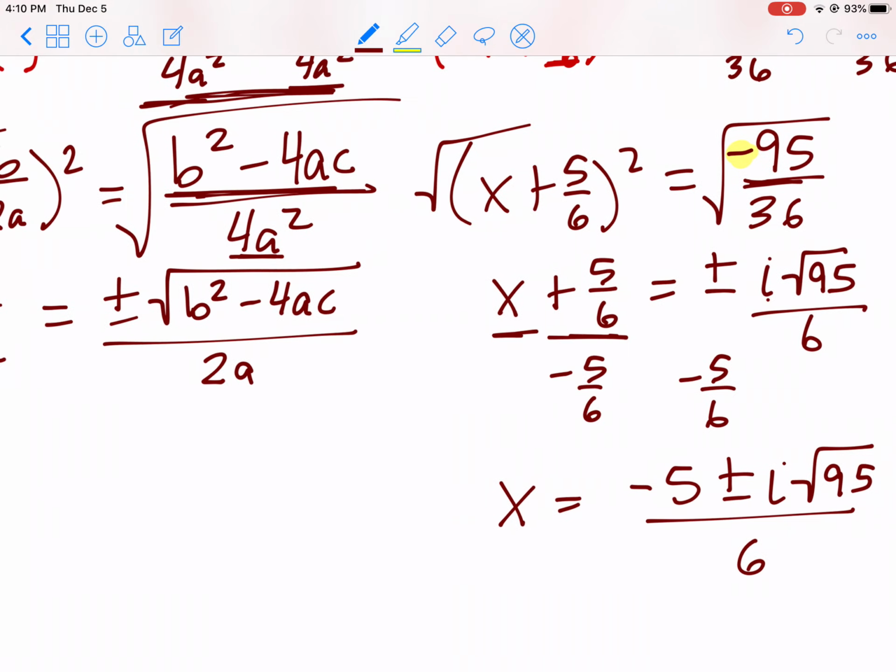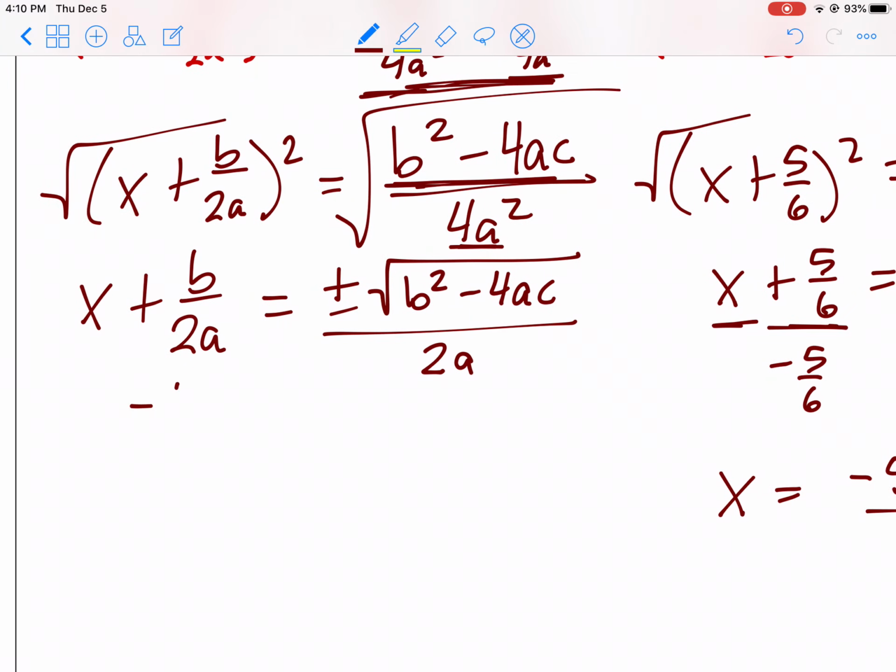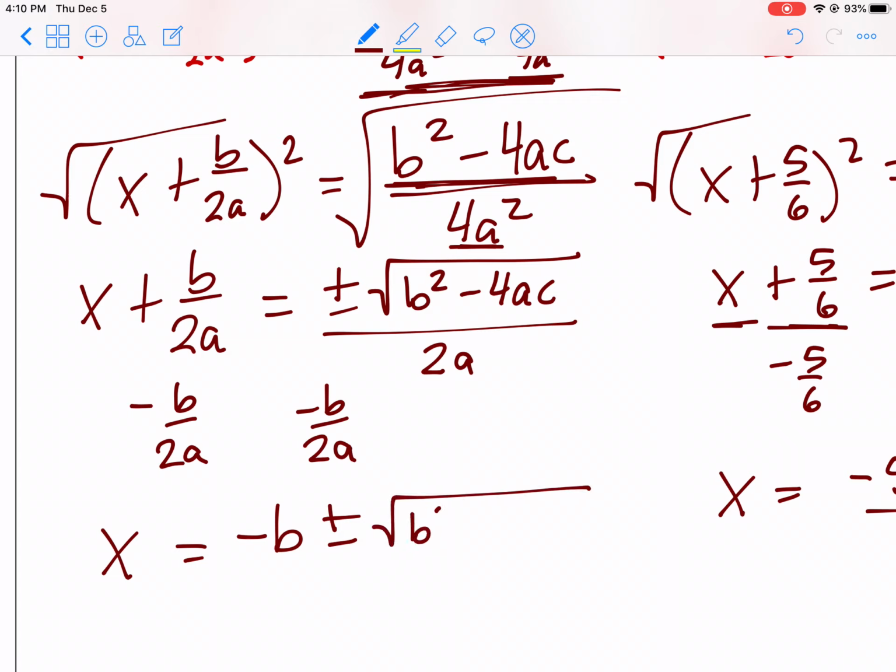Let's do the same thing on this side. I'm going to subtract b over 2a from both sides so that we get x alone. Common denominator, 2a and 2a, so this whole thing can go together. So we'll have x equals negative b plus or minus the square root of b squared minus 4ac all over 2a.